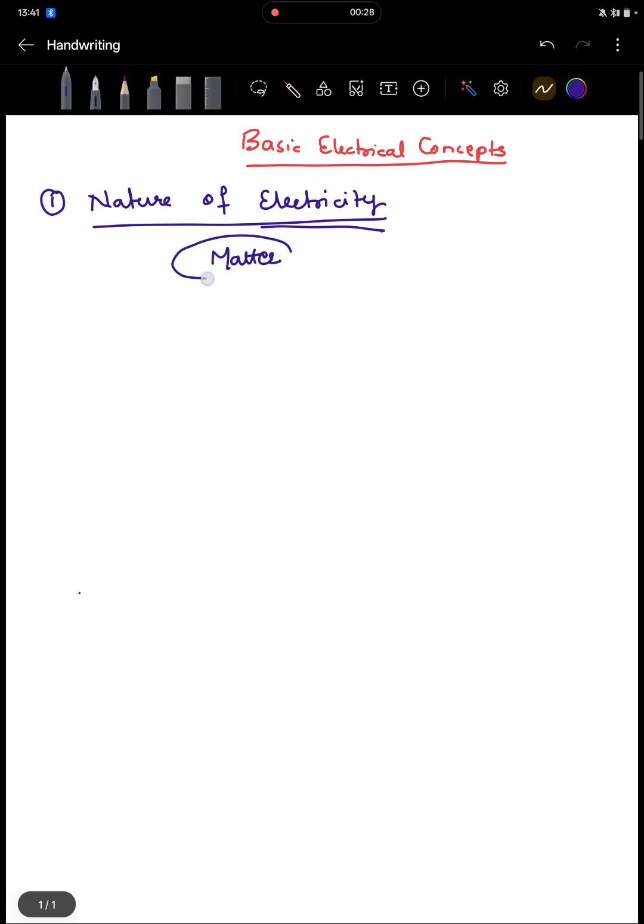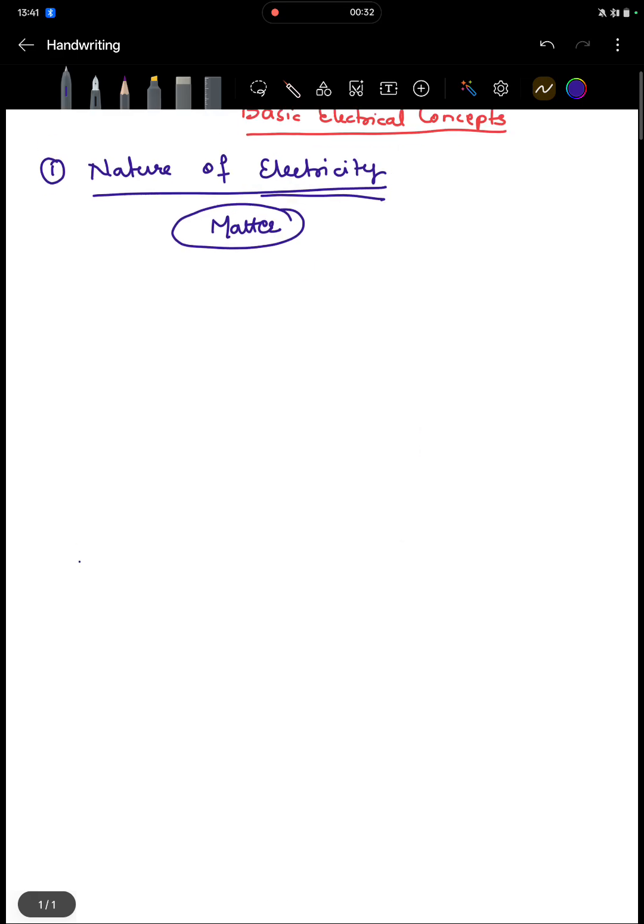What is matter here? Matter is also electrical in nature. It contains particles of electricity. So what does it contain? Matter is full of particles of electricity. Electricity contains two components: one is proton and one is electron.